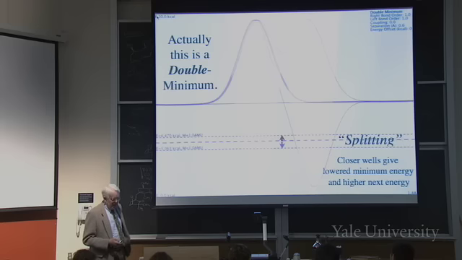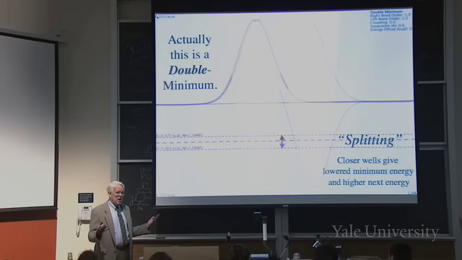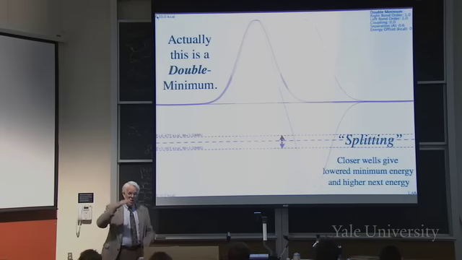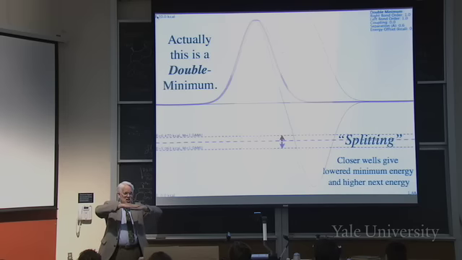That is to say, there's a splitting between the energy of these two. If the wells are far apart, they're the same as the single minimum, both of them. The no nodes and the one node solution are the same as the single minimum. But if you bring them together, the no nodes is lower in energy and the one node is higher in energy. So the energies split about the original single minimum structure.